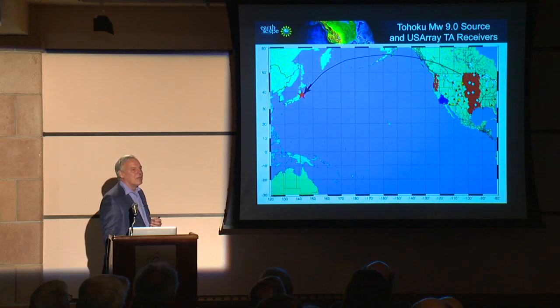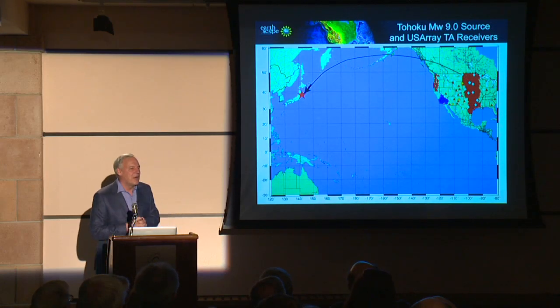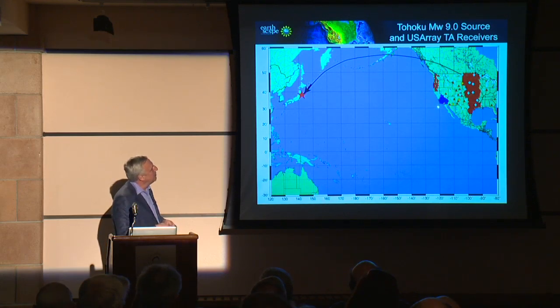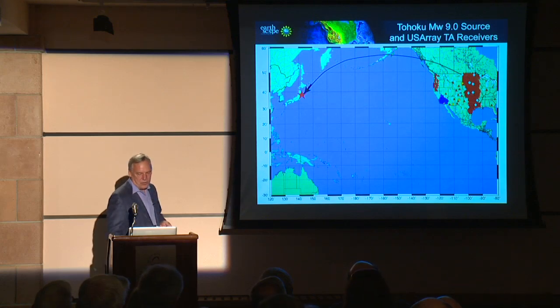All right, so we had enough fun with that one. But wait a minute, let's turn the problem around backwards. Now we're sitting out here looking at all stations. Let's see what we can learn, what we can image from this side, back projecting back to the source.